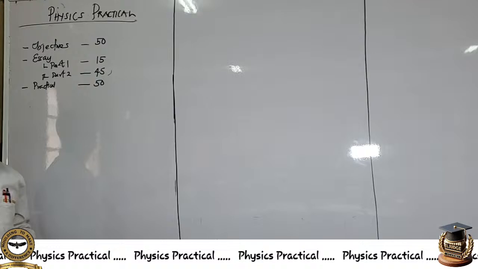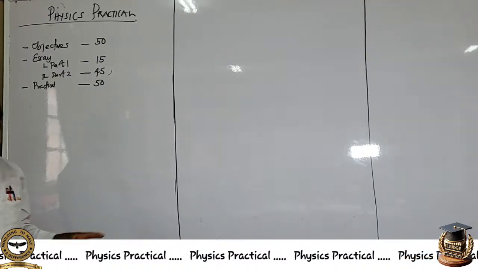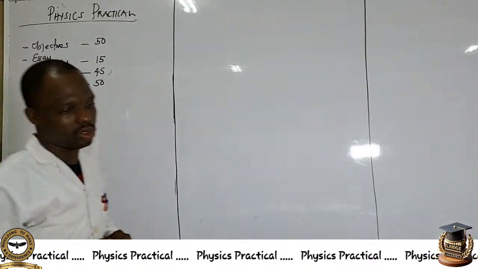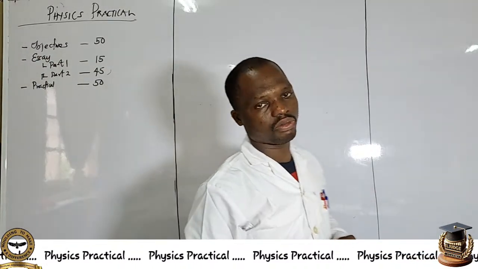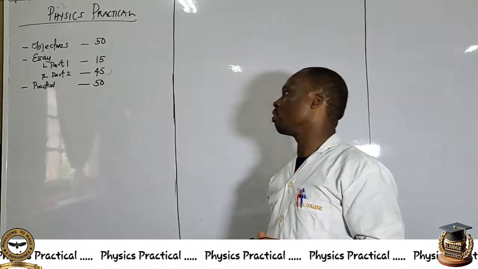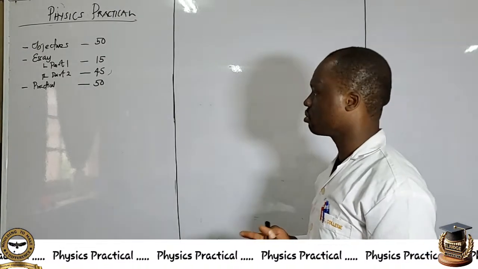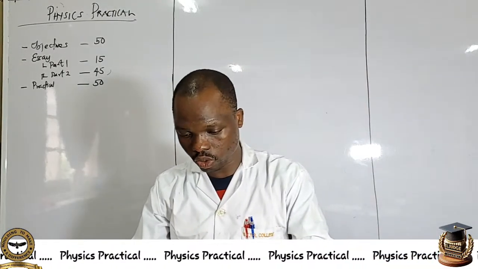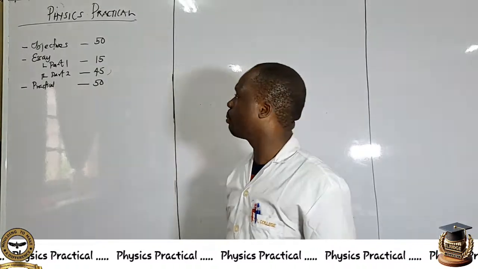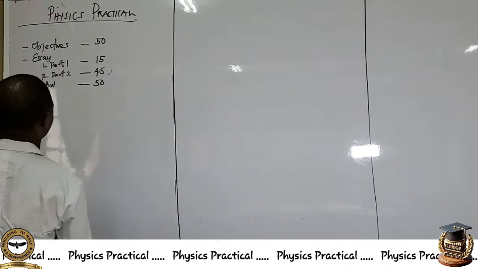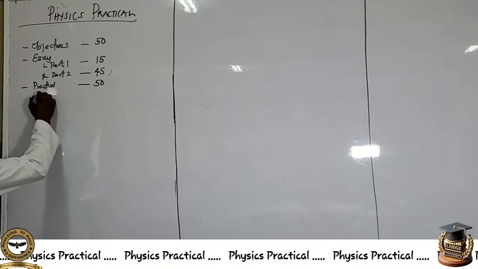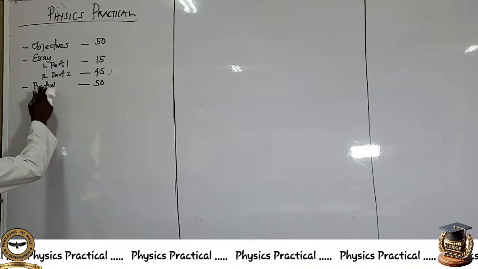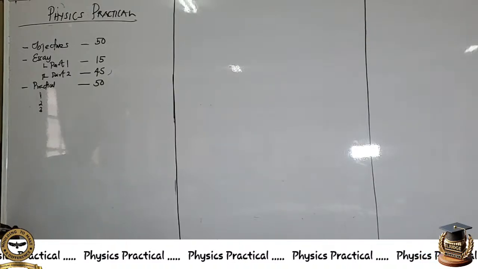So a student that wants to get an A must pay more attention to the practical side of the physics. Apart from the essay, you have to pay good attention to the practical. And in the practical, you have to know that there are always 3 questions, question 1, question 2, question 3. You have to answer 2 out of these 3 questions.